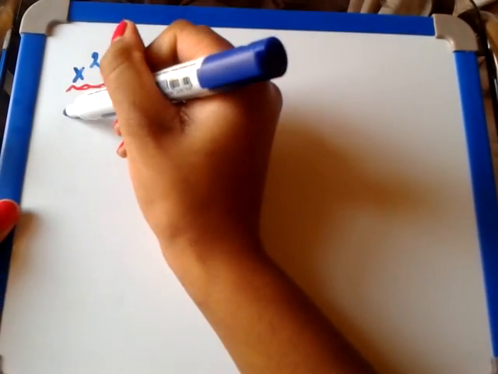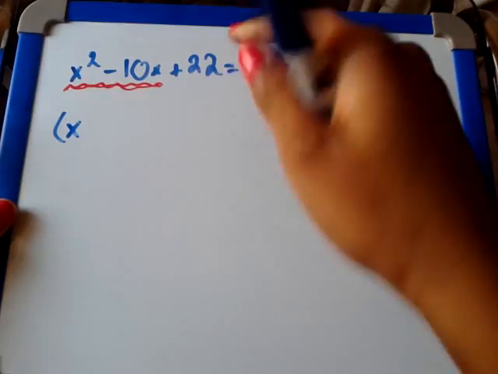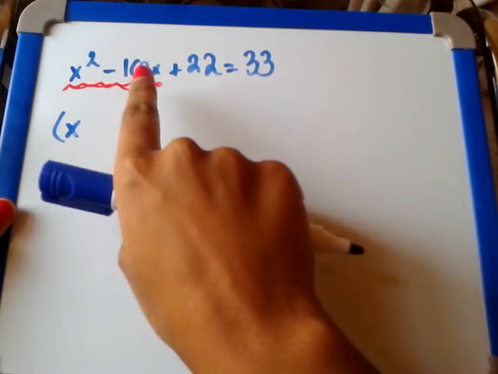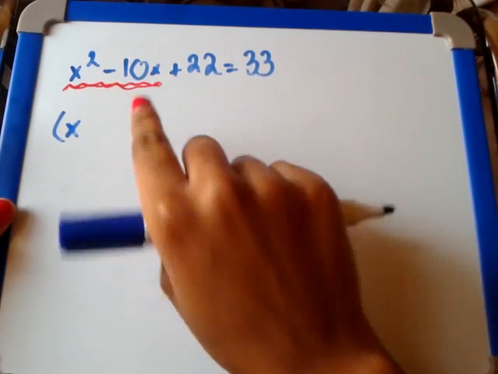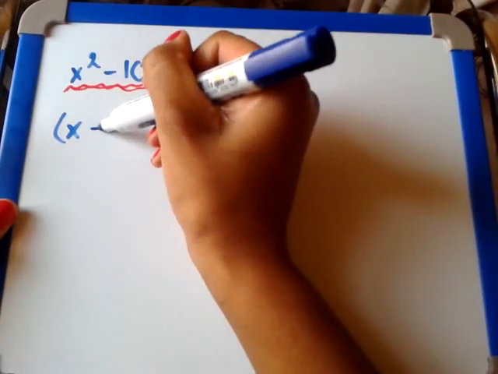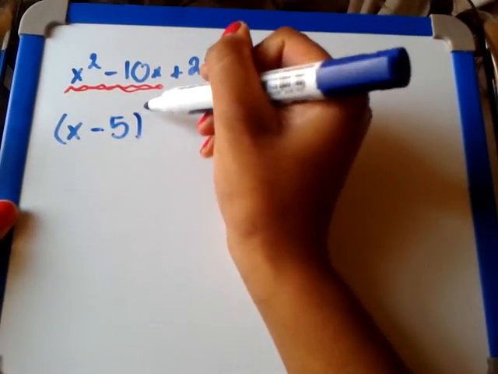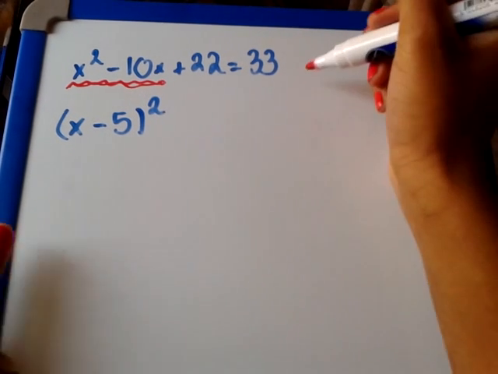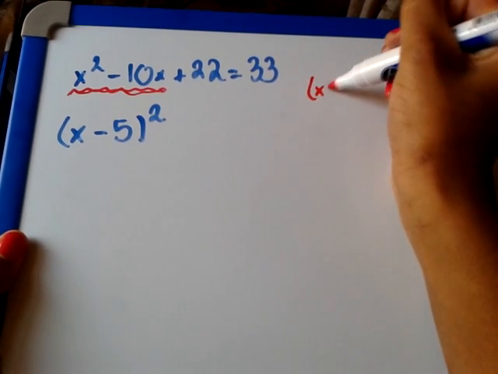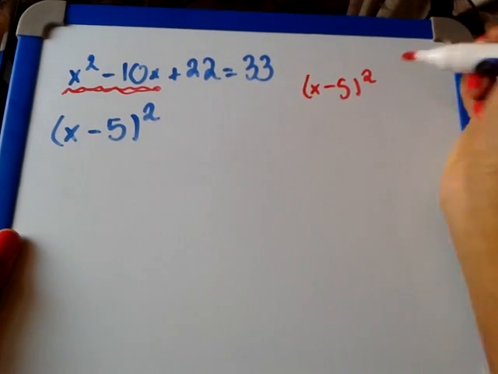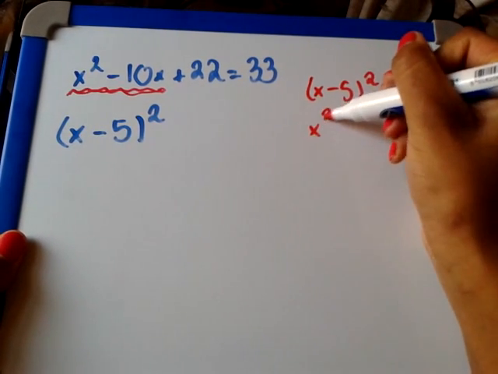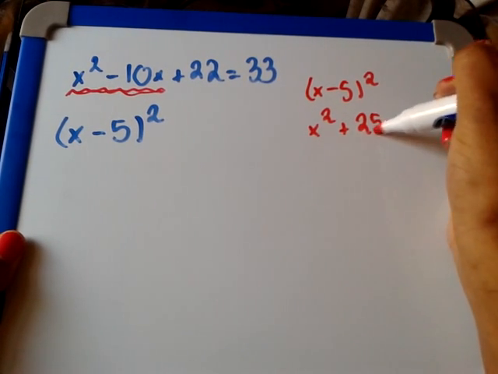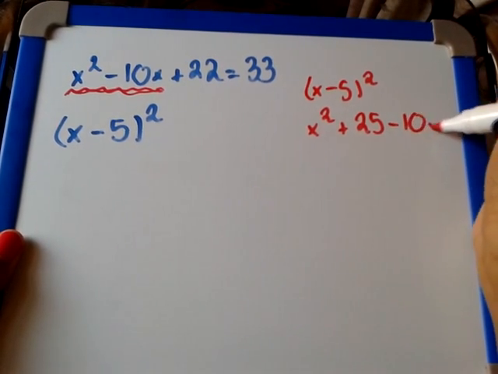So what we do is we write x. This time we have a minus number. So the coefficient of x is minus 10. Half of minus 10 is minus 5, and then we square it. Again, if we work out the value for x minus 5 squared, we are going to get x squared plus 25 minus 10x.